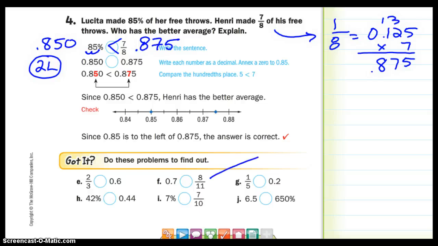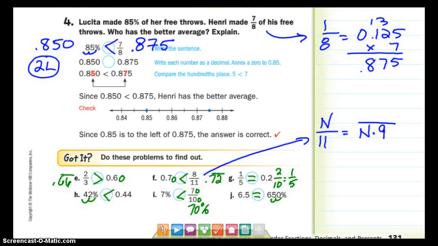Before you do that, let's talk about 11. Any numerator over 11 is the numerator times 9 repeating. All right, get them done. Pause the video.